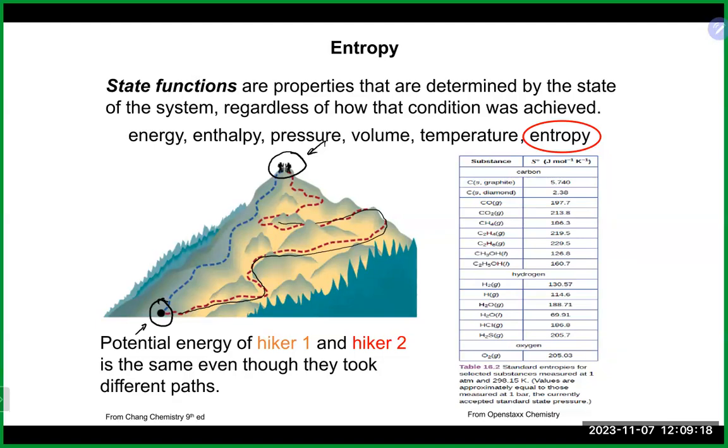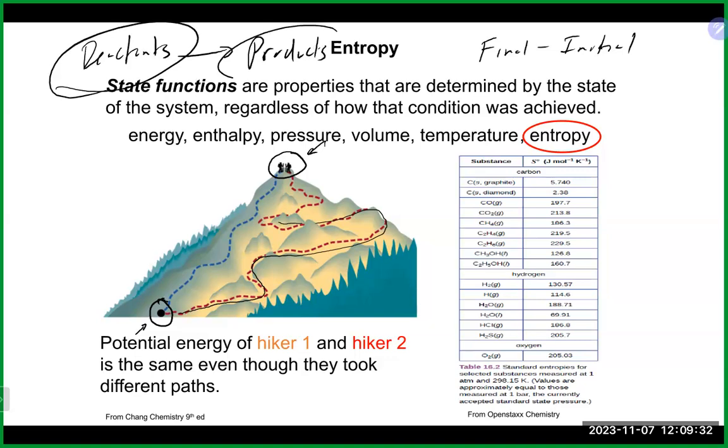So this is why in a lot of cases we do things like final minus initial. In a chemical reaction, when we take our reactants to our products, reactants are our initial state and products are our final state. That's why we take products minus reactants in a lot of these calculations, because that gives us our final minus our initial.